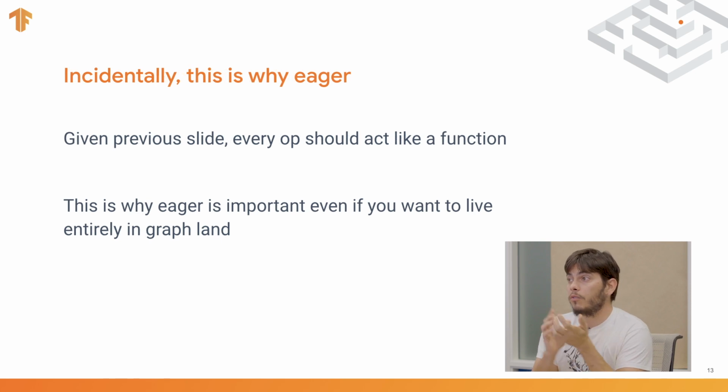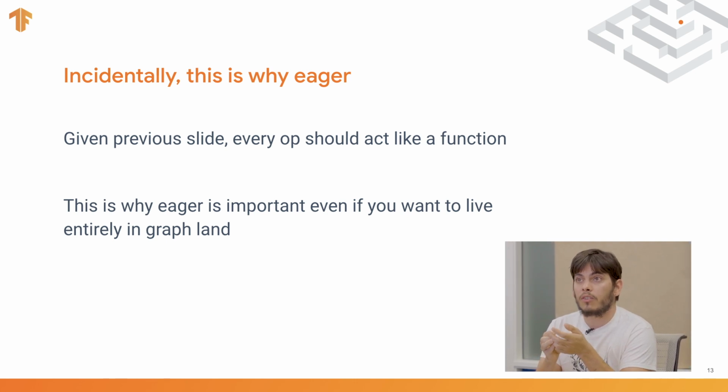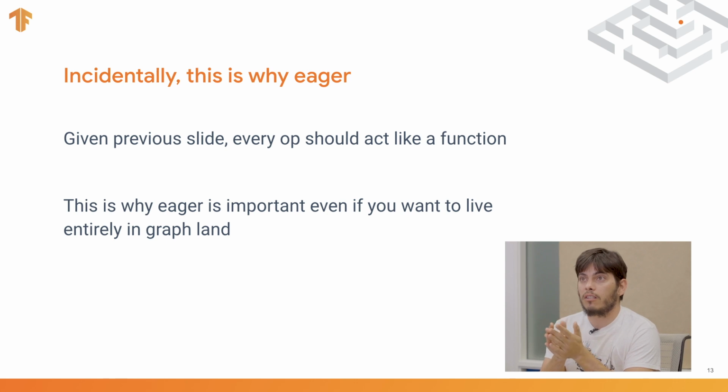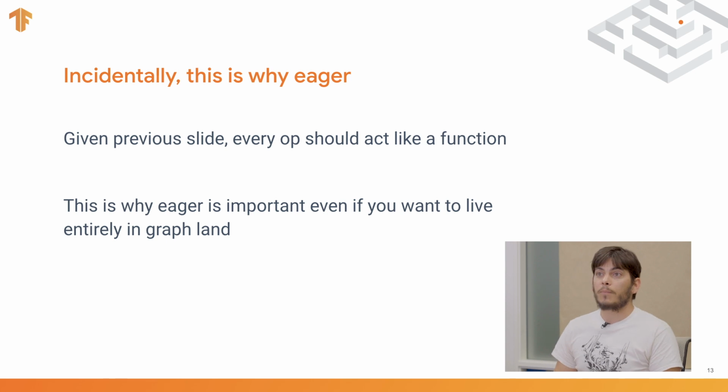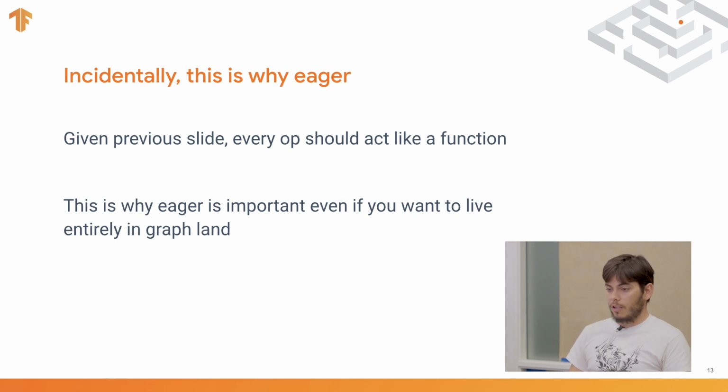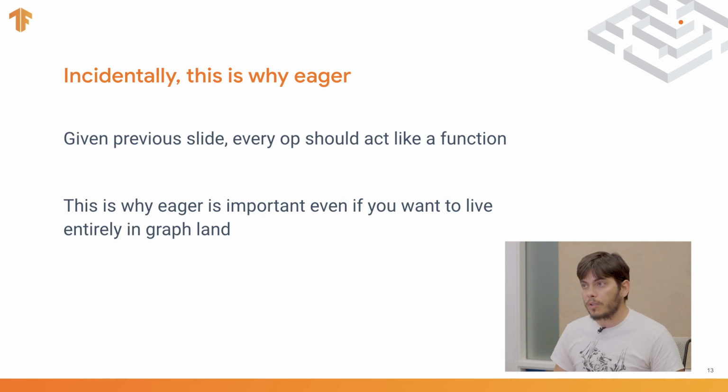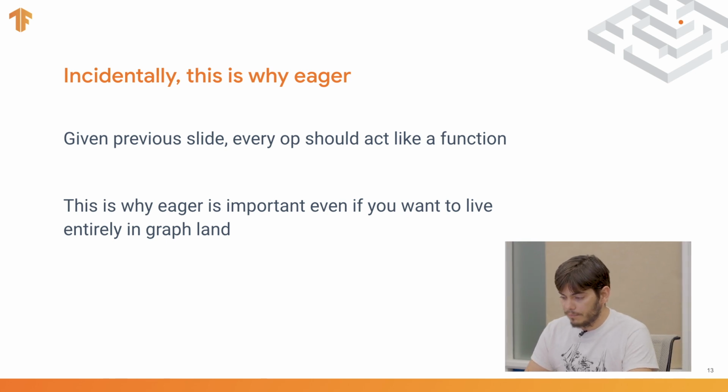And incidentally, once you've looked at those requirements, you kind of see why we have eager execution. Because once you have the ability to run functions like that, really, every single operation should act like a function if you just run it. Which is why I think eager execution is important as a mental model, even if, in practice, you might want almost all of your code to live inside of a graph for performance or for deployability to light runtimes and things like that.